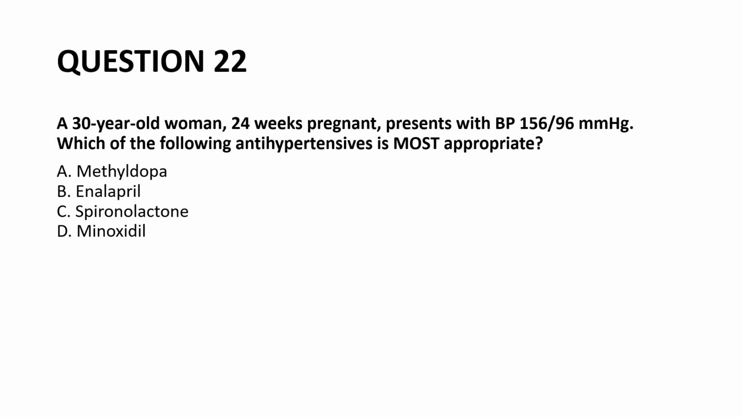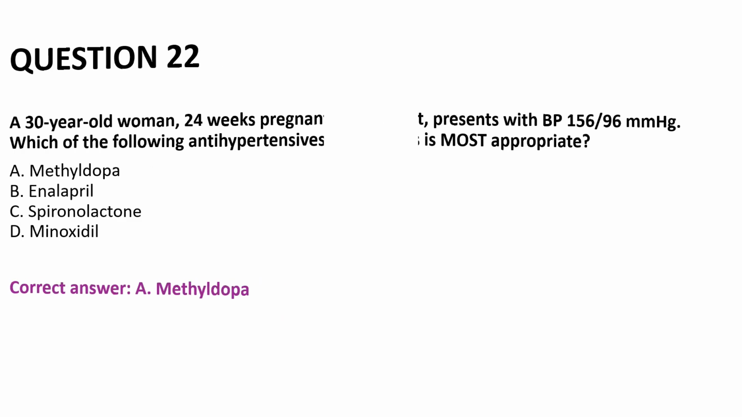A 30-year-old woman, 24 weeks pregnant, presents with blood pressure 156 over 96 millimeters of mercury. Which of the following antihypertensives is most appropriate? Methyldopa, enalapril, spironolactone, minoxidil. The correct answer is methyldopa.